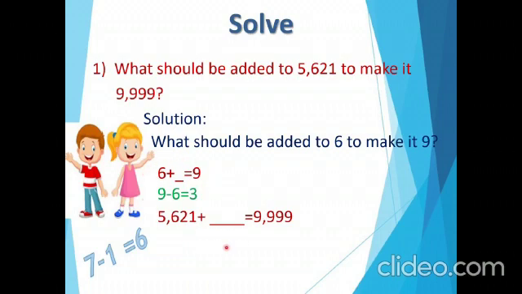So here to find the solution, what do we have to do? We have to subtract. Here in place of 9, what is there? 9,999. In place of 6, what is there here? 5,621. So if we subtract 5,621 from 9,999, we will get the answer for the given problem, that is 9,999 minus 5,621 is equal to dash. This is an easy one. You can do the subtraction. Am I right? Let's do it, children.